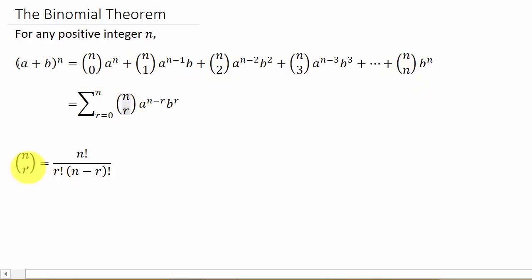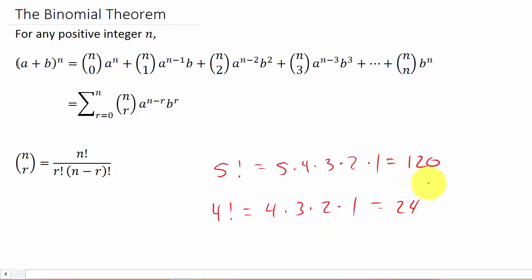All right, and then here's the factorial. This exclamation symbol is n factorial, r factorial, n minus r factorial. So this is combination n choose r equals n factorial over r factorial times n minus r factorial. So what is factorial? Well, 5 factorial is 5 times 4 times 3 times 2 times 1. And 4 factorial, that's 4 times 3 times 2 times 1. And just multiply them. So this would be 24, and this would be 120.